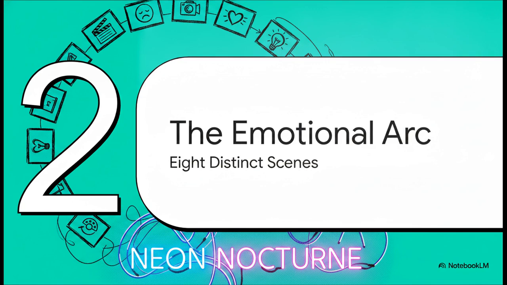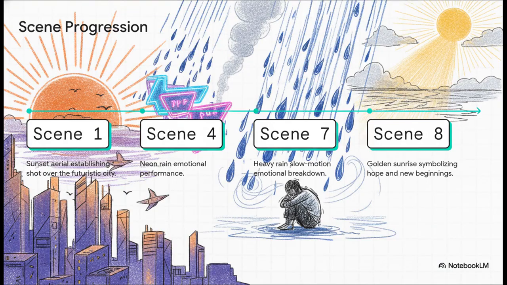Moving right along to Section 2, the 8-scene emotional arc. Because let's be real, a beautiful image means nothing without a compelling story driving it. Let's see how Neon Nocturne pulls this off. This timeline beautifully lays out the narrative progression. It's a literal emotional U-shape.